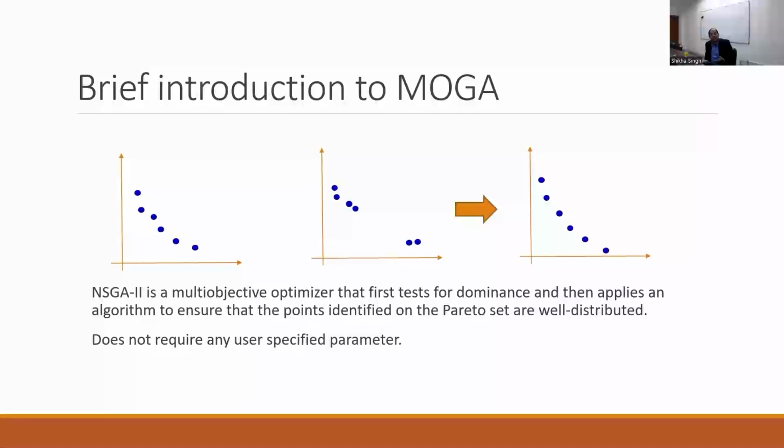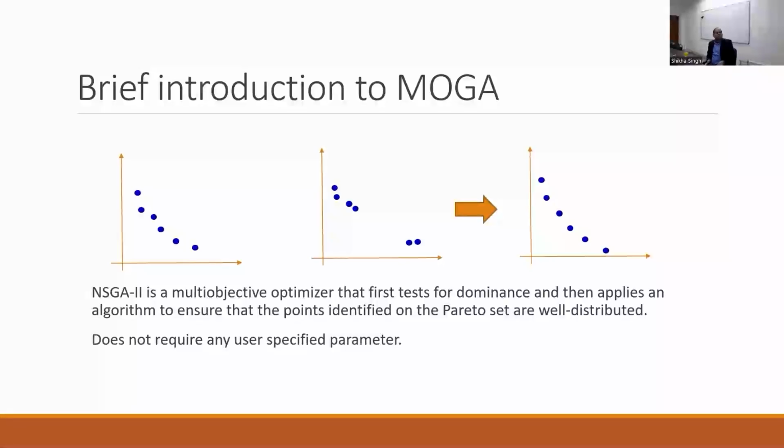So NSGA2 answered that question. It first tests for dominance, and then applies an algorithm to ensure that points identified on Pareto fronts are well distributed. Right. So if I remember correctly, it would apply dominance, because dominance obviously wins. And then if it had a choice between solutions that are close to already existing ones or far away from already existing ones, you prefer the ones that are far away from existing ones, right? You force the solutions to spread out.